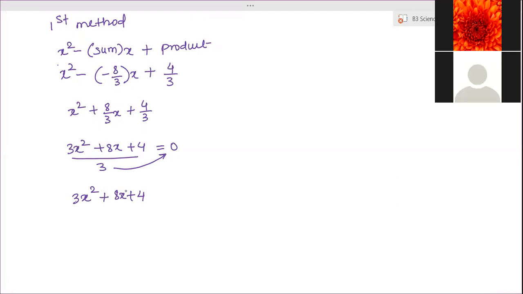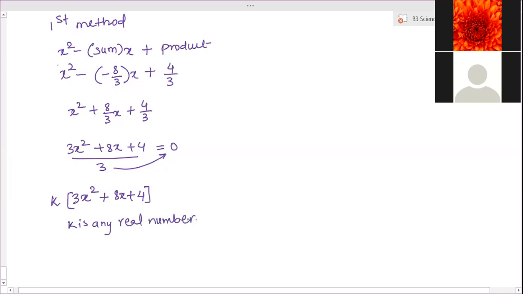Yes, ma'am. Now you have to write k before every polynomial, where k is any real number. Why do we need to write k? The reason is, when you see the polynomial as 3x square plus 8x plus 4, if you find out the zeros of this, then what are the zeros? Is it possible to find out? Yes. 3x square plus 8x plus 4.